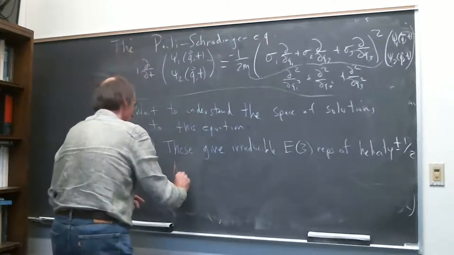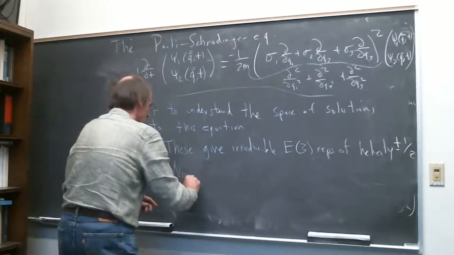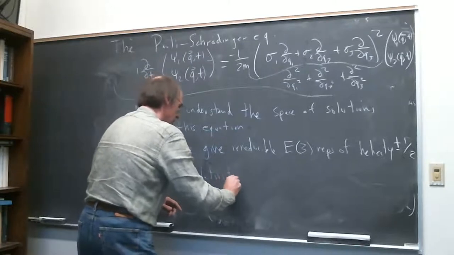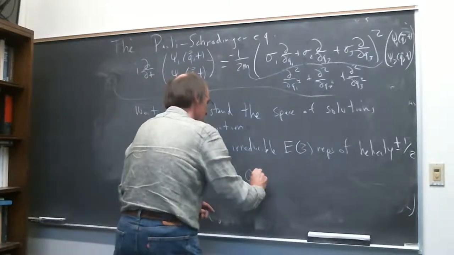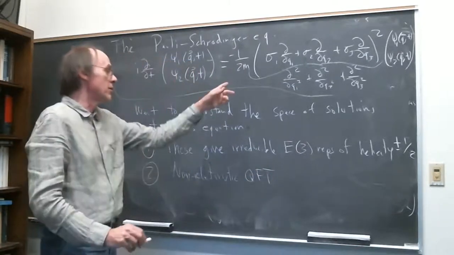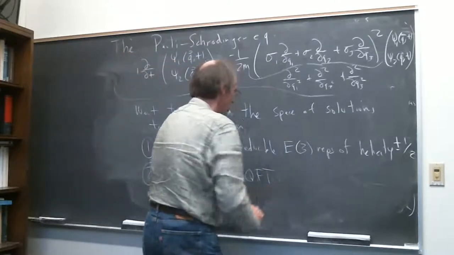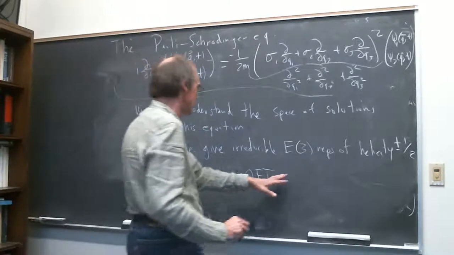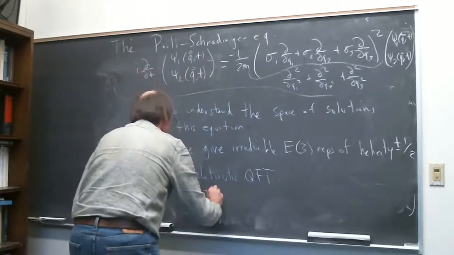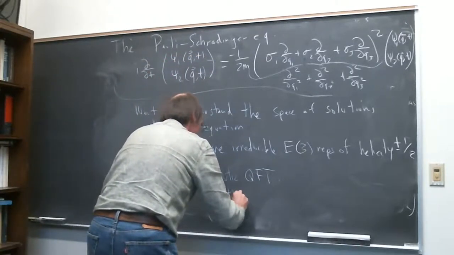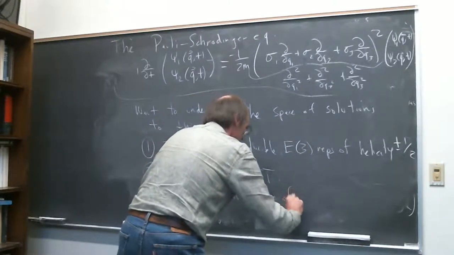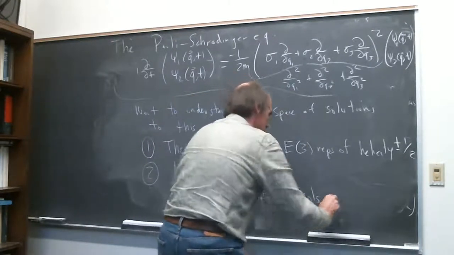So non-relativistic quantum field theory really comes from, basically, one way of thinking of how to do this: to take the space of solutions as your phase space.